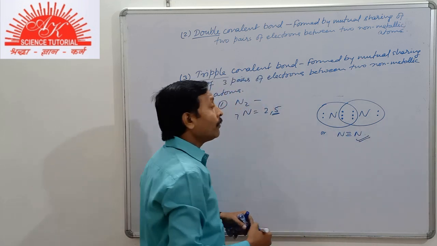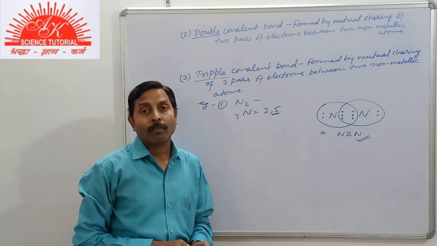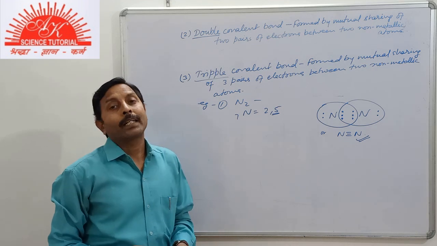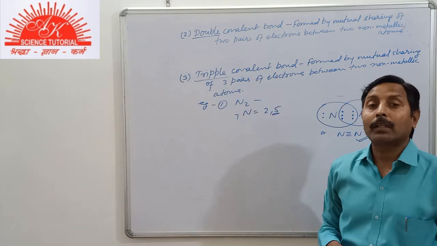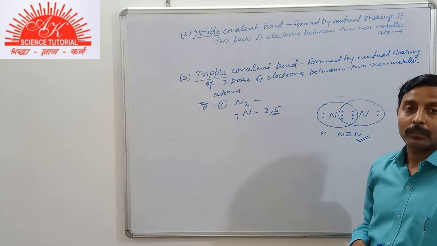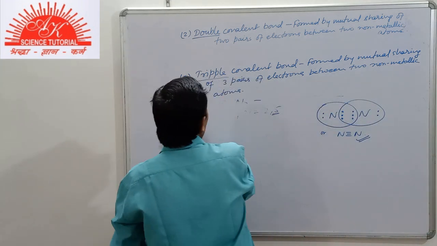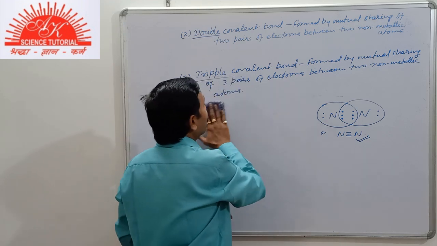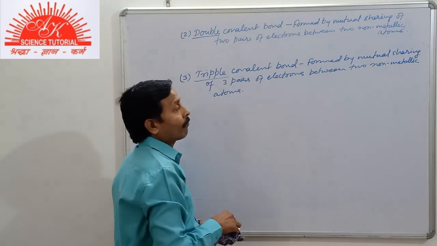Due to the formation of a triple covalent bond between nitrogen atoms, nitrogen gas is chemically inert. It does not take part in chemical reactions easily because a large amount of energy is required to break the triple covalent bond between two nitrogen atoms.